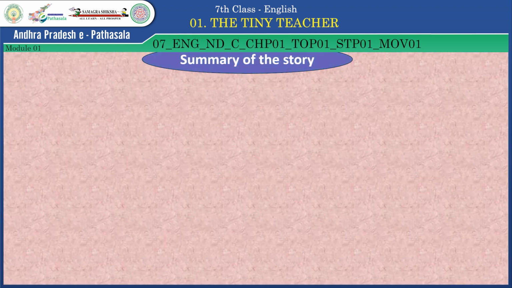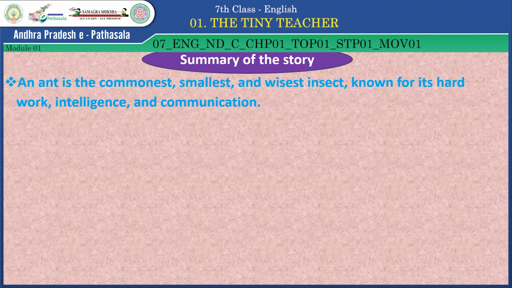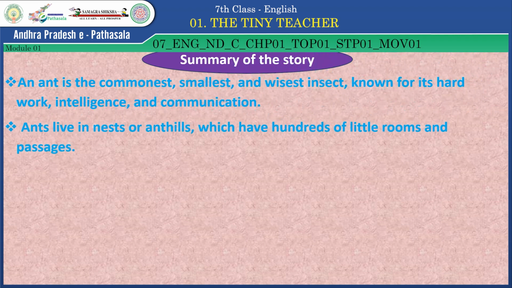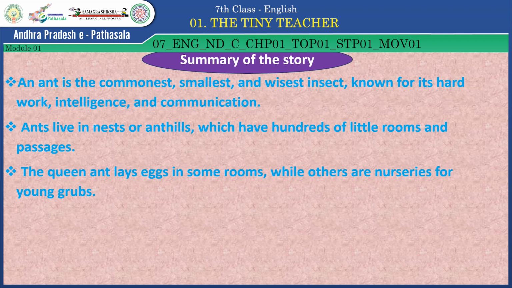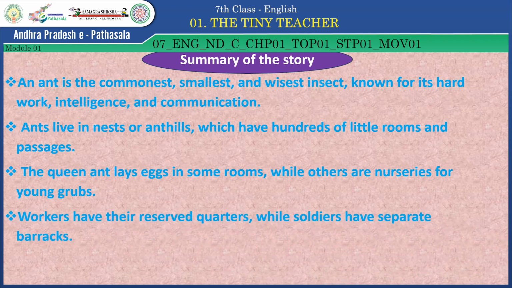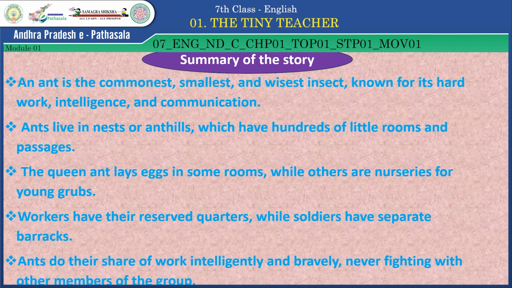Summary of the story. An ant is the commonest, smallest, and wisest insect, known for its hard work, intelligence, and communication. Ants live in nests or ant hills which have hundreds of little rooms and passages. The queen ant lays eggs in some rooms while others are nurseries for young grubs. Workers have their reserved quarters while soldiers have separate barracks. Ants do their share of work intelligently and bravely, never fighting with other members of the group.